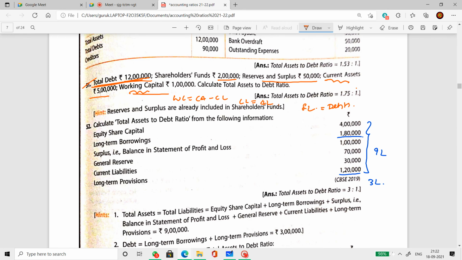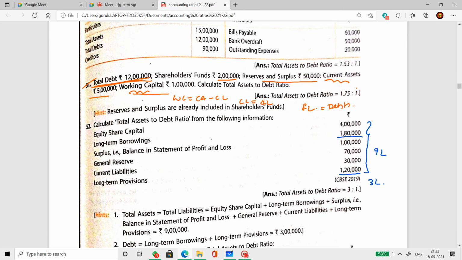Now we need the total assets. Total assets is also equal to liability plus capital. Now shareholders fund we know as 2 lakhs. Total debts, which is current as well as non-current. So if I add these two, it will be the total of the asset side.